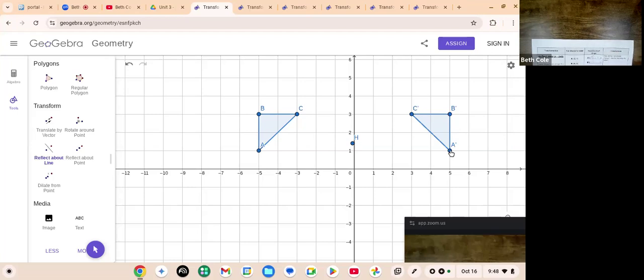Again, I can't show both of these at the same time, so you're going to have to just listen, all right? How about B prime? Where did B prime end up? Just what point is that? 5, 3. Good. Go ahead and write it on your paper. And then C prime is 3, 3. Good.